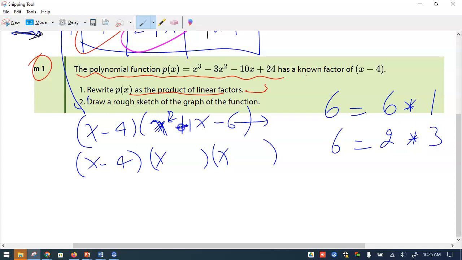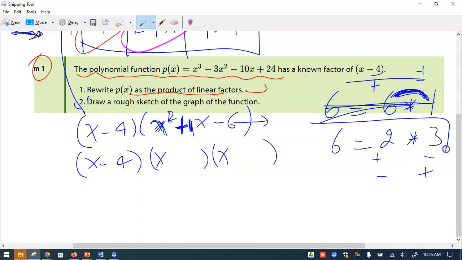Now, when you want to combine, this is plus 1, you want to make sure one of them is positive and one of them negative. So when you subtract, you need to get a plus 1. If you take 6 and 1 and subtract, you get 5. So this is not the option. So the option is this one.